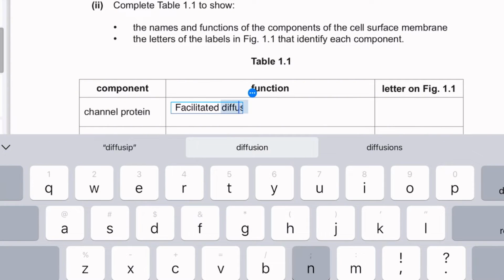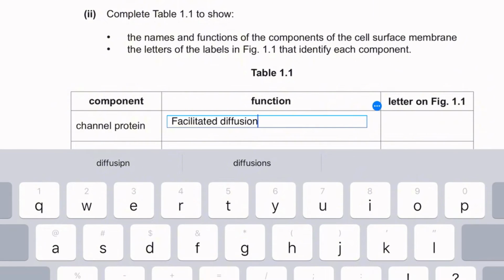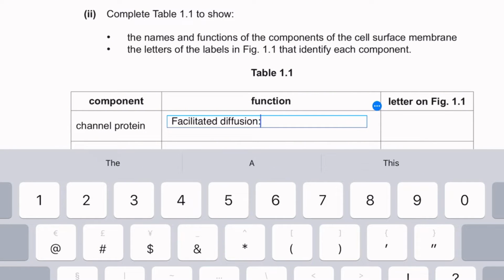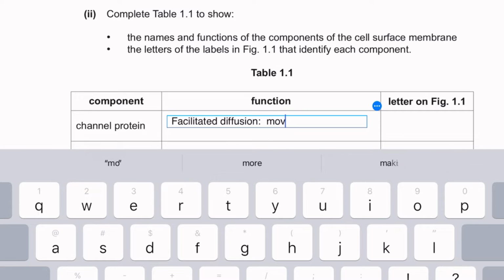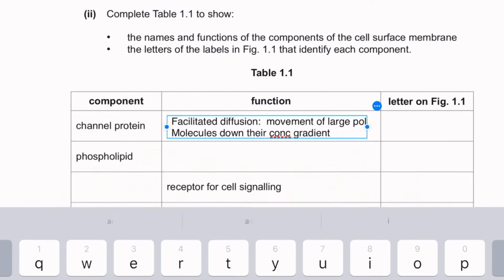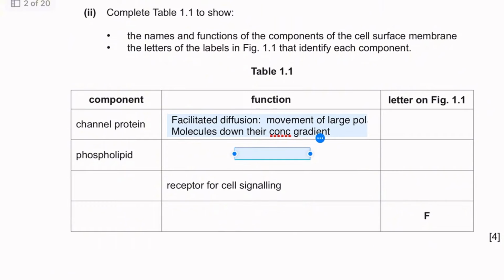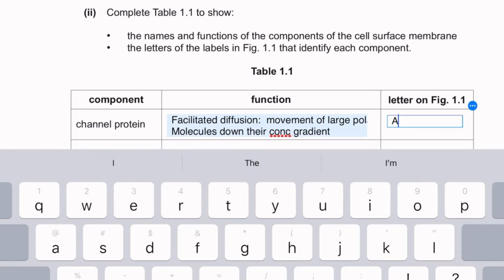Oh, we need to increase the size of the text box. And then you need to write down the definition of facilitated diffusion. So that's the movement of large polar molecules down their concentration gradient, and then you could write down from region of higher concentration to region of lower concentration. And then for letter A, you could add a text box here and just write down A.